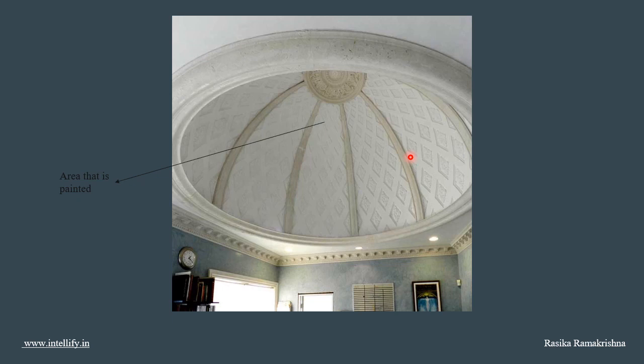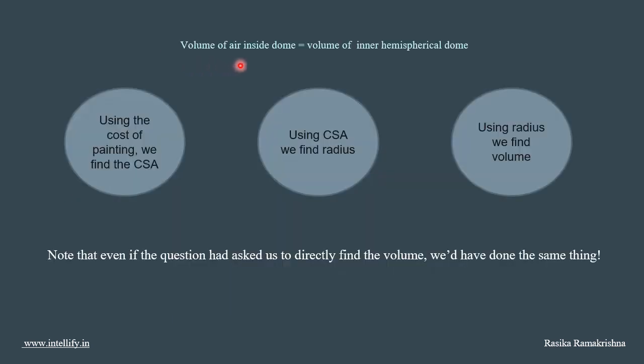Now that we have this sorted, let us understand what we mean by volume of air inside the hemisphere. It is pretty obvious that the volume of air inside the dome is nothing but the volume of the inner hemispherical dome itself. So now that we know this is the volume we've got to compute, let's see how we'll go about it. Using the cost of painting, we can find the CSA. Why can we do this? Because CSA into the rate of painting is going to give you the cost of painting. Now that we have the CSA, using the CSA we can find the radius. And once we have the radius, using the radius we can find the volume. So this is how we'll go about the question.